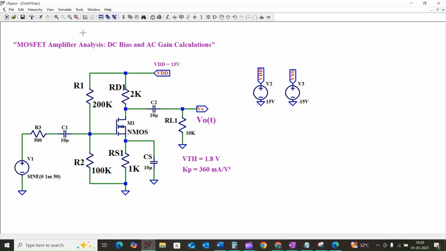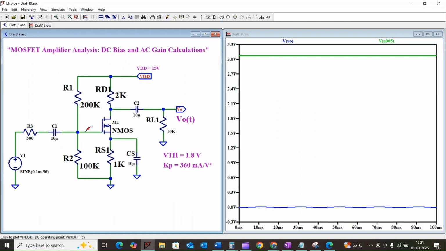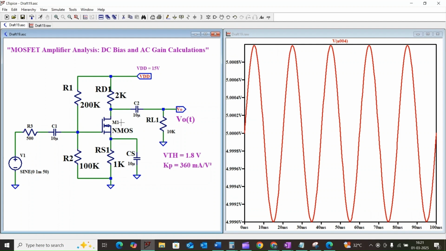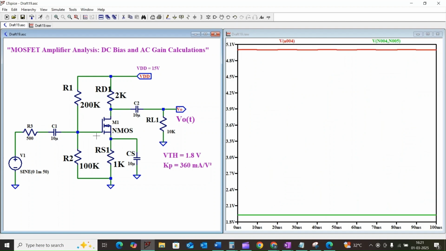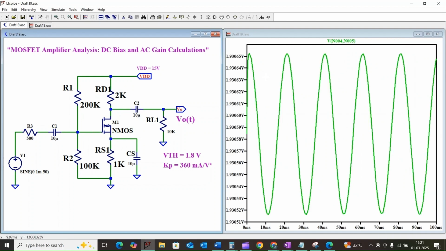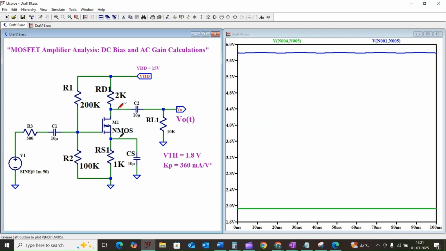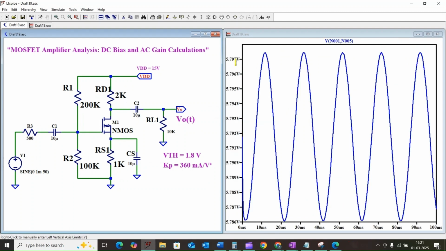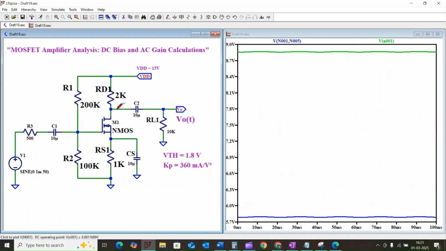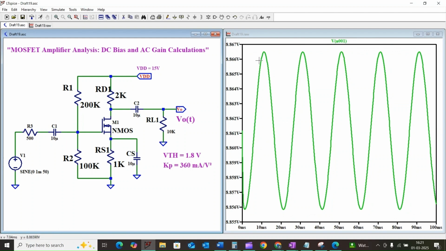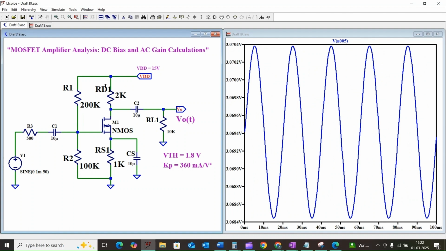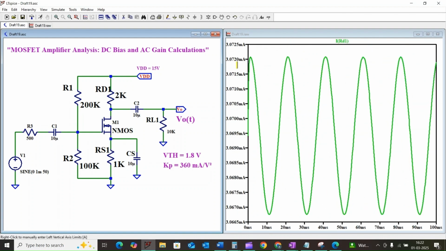Let us verify this in the simulation. By considering this circuit, we have VG, the voltage at this node, will be 5 volt, and similarly the voltage between the gate and source will be 1.93 volt, and the gate voltage approximately equal to 5.79 volt, and the drain voltage VD will be 8.66 volt, and the source voltage VS will be 3.07 volt. The drain current ID will be 3.07 milliamps.